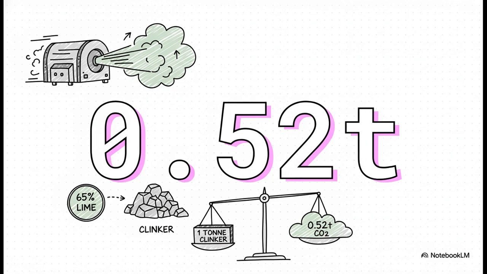So what does that mean for us? Well, the key ingredient in cement is called clinker, and it's about 65% lime. When you run the numbers, you get this. For every single ton of clinker you produce, you are going to release 0.52 tons of CO2, period. It doesn't matter how you heat it. This is our foundational, unavoidable emission.